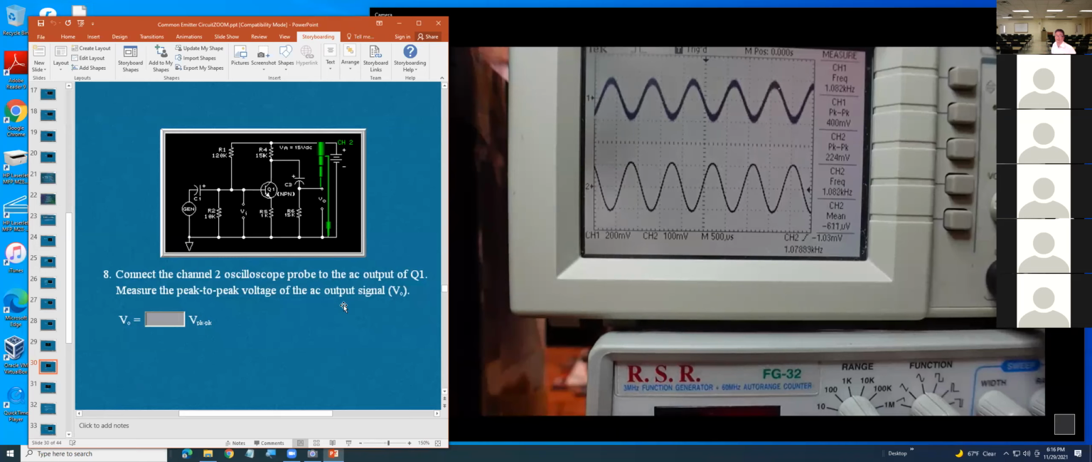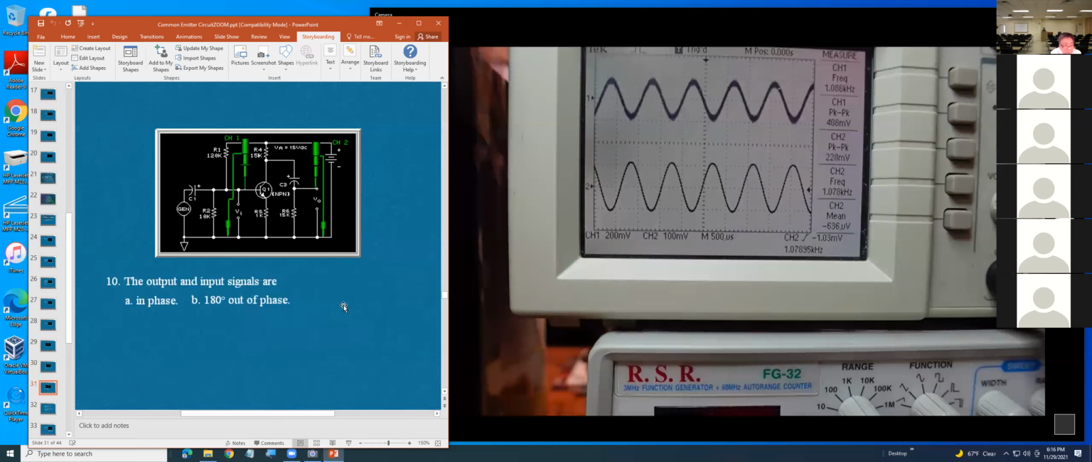When you get a very small voltage, you get the noise. So you can see the difference between the signal on channel 1 and channel 2. Okay, so basically there will be a 180 degree out of phase. The question is in phase or 180 out of phase. They will be out of phase.